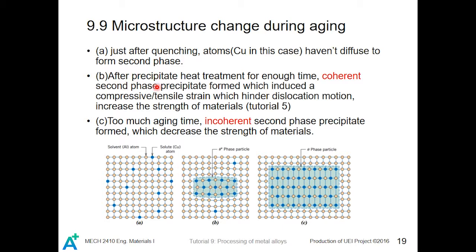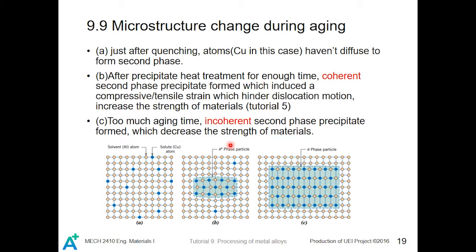After heat treatment for enough time, coherent second phase precipitates will form, which induce a compressive or tensile strain and are hard, which hinders the dislocation motion, and which increases the strength of the materials. Basically, if you reheat to T2 for a suitable period of time, you will start to form second phase precipitates with a suitable size, such as in the picture.